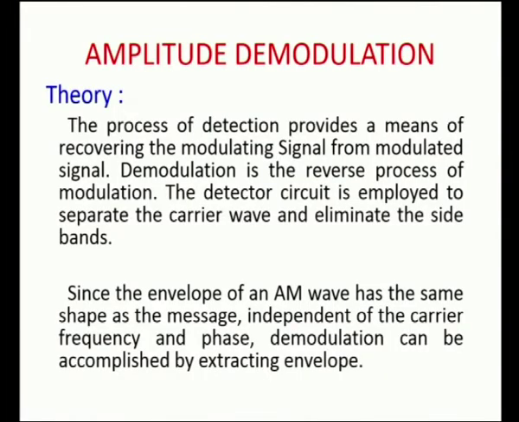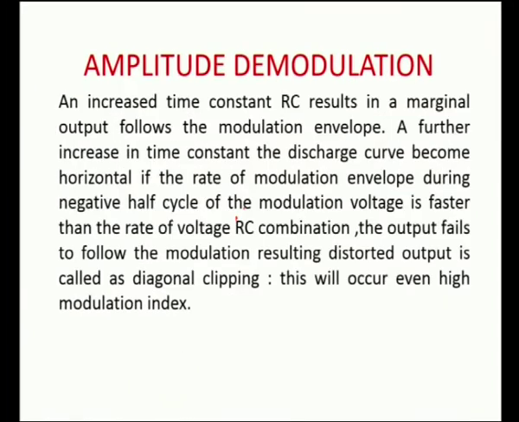Amplitude demodulation. Once your modulation process is over, you need to demodulate. Regarding the theory behind demodulation, the process of detecting the modulating signal from the modulated signal is called demodulation. Demodulation is the reverse process of modulation. The detector circuit is employed to separate the carrier and eliminate the side bands. So, you will be separating the carrier, eliminating it, and getting back your message signal. That is the main part of amplitude demodulation.